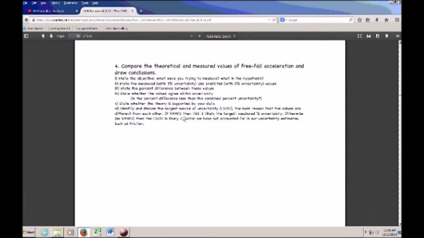So if the values agree within uncertainty, your largest source of uncertainty is one of your percent uncertainties on the raw data. And if your values did not agree within uncertainty, then the largest source of uncertainty has to be something else, like friction or some exterior force that affected the experiment.